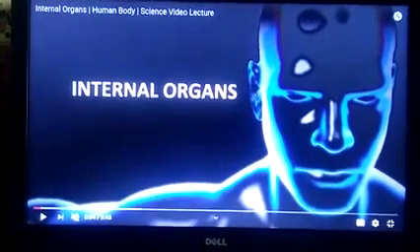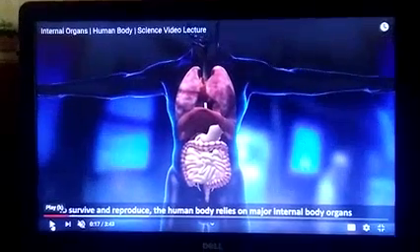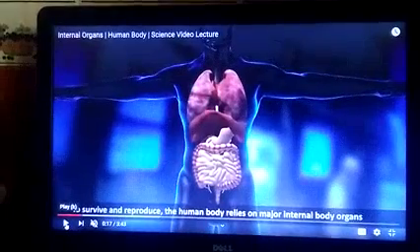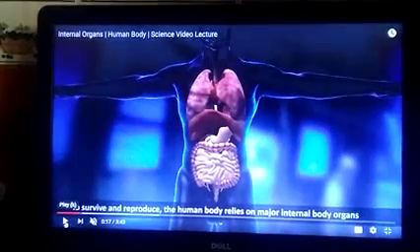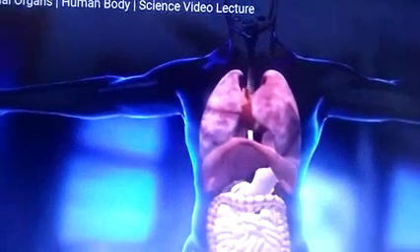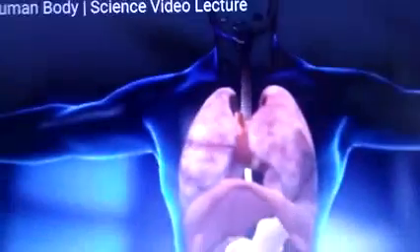Let us watch the video about internal organs. See, this is our body. In this picture you can see the location of different internal organs. Let us see one set of internal organs. We say lungs. You can see the lungs, and inside the lungs you can see the heart in between. That is the heart. And down, diaphragm, and next, stomach.